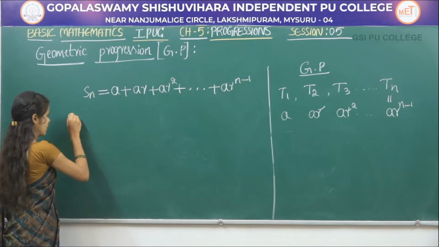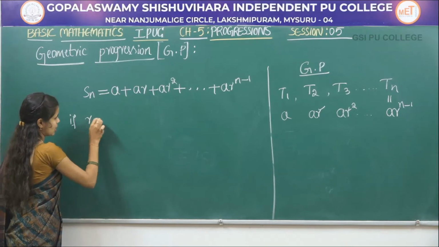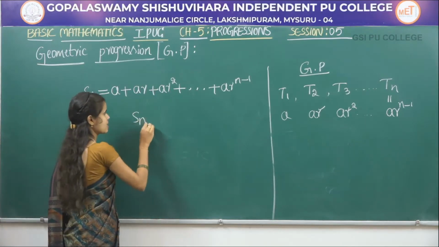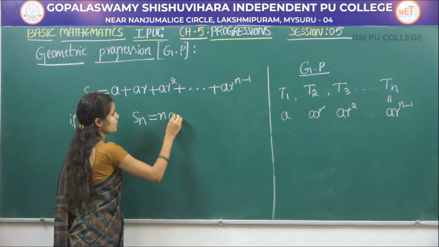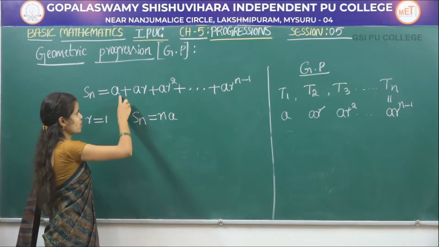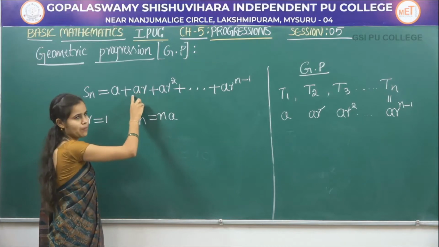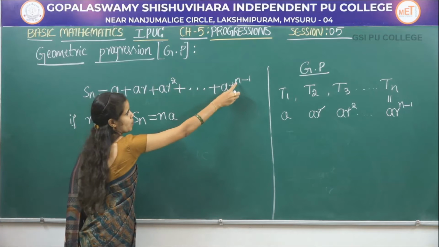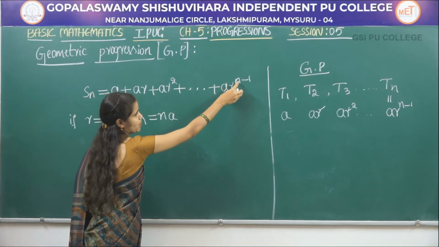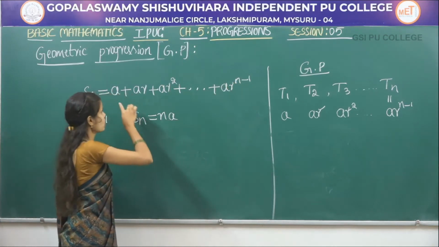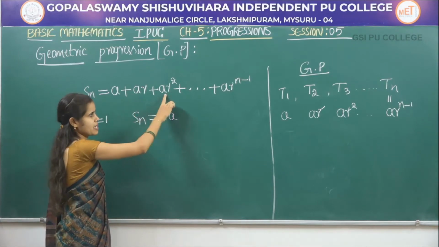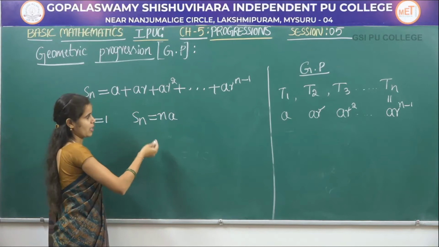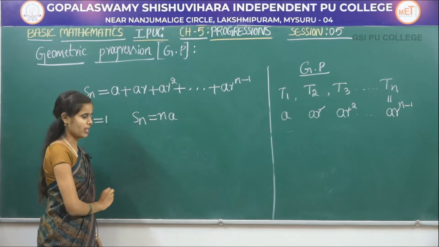Here we have three formulas, depending on R. Suppose R is equal to 1, then Sn is equal to n into A. Substituting R equal to 1, each term is 1 to the power of 0 into A, so we get A plus A up to A. How many terms are there? n terms. So n into A.